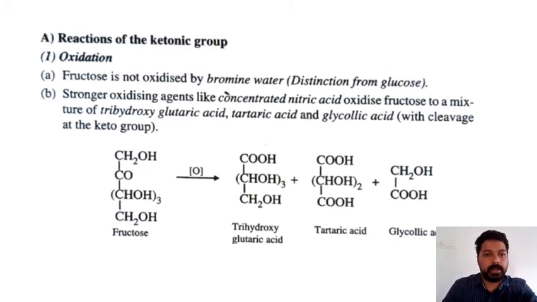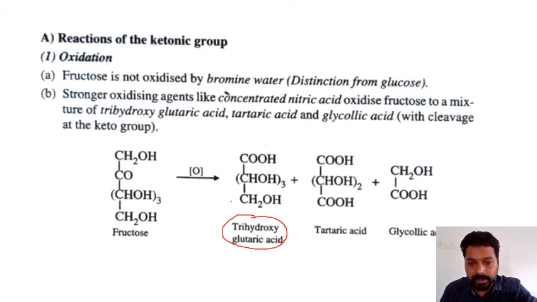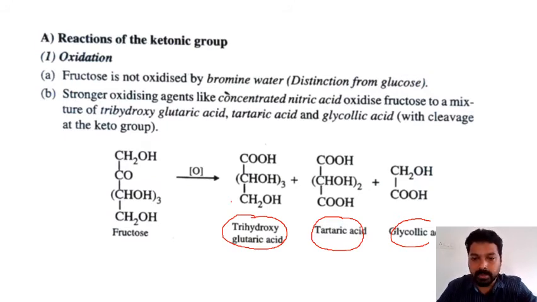First one, oxidation. Fructose cannot be oxidized by bromine water, which is one distinction from glucose. Second, when you use a stronger oxidizing agent like nitric acid, fructose is oxidized to a mixture of trihydroxyglutaric acid, tartaric acid as well as glycolic acid. So you will be getting three compounds: trihydroxyglutaric acid, tartaric acid and glycolic acid.